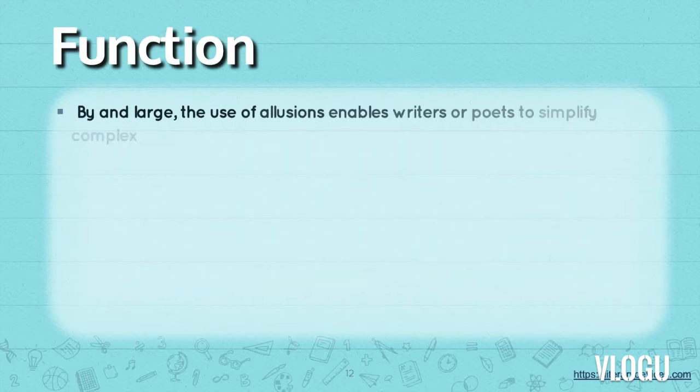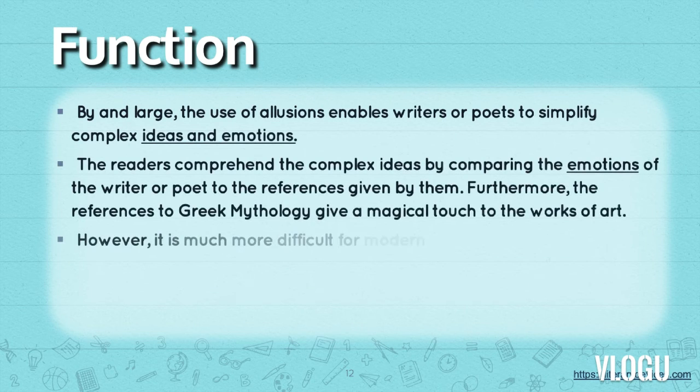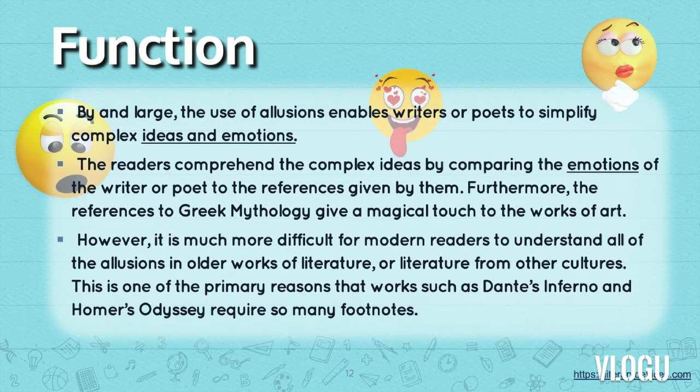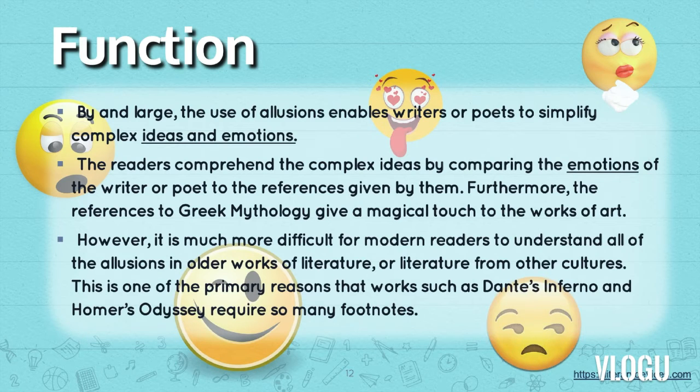Function. By and large, the use of allusions enables writers and poets to simplify complex ideas and emotions. The readers comprehend the complex ideas by comparing the emotions of the writer or poet to the references given by them. Furthermore, references to Greek mythology give a magical touch to works of art. However, it is much more difficult for modern readers to understand all the allusions in older works of literature or literature from other cultures. This is one of the primary reasons that works such as Dante's Inferno and Homer's Odyssey require so many footnotes.